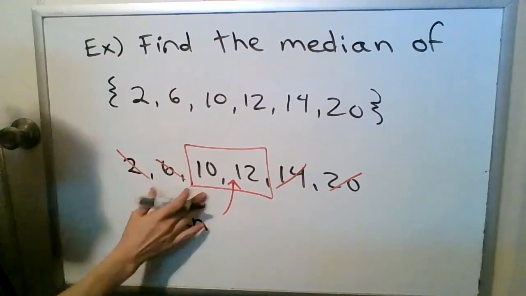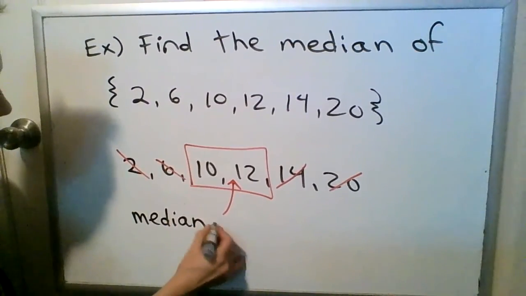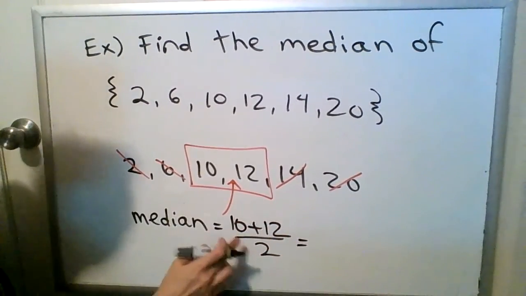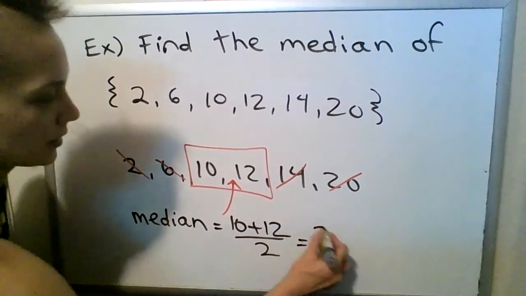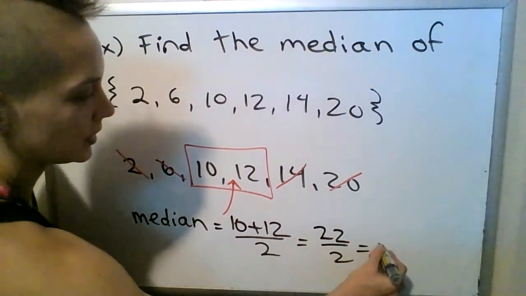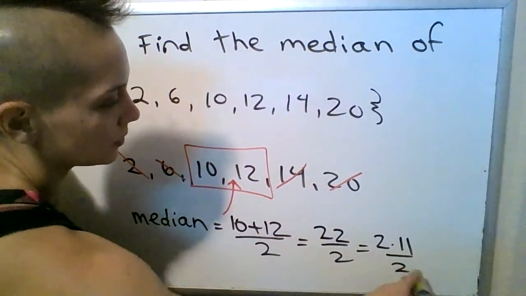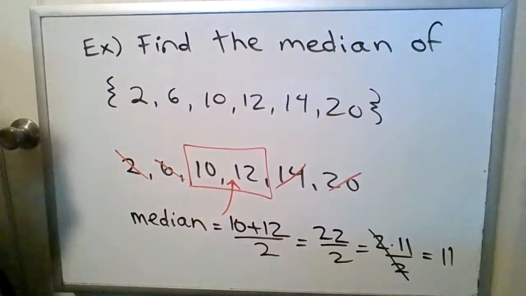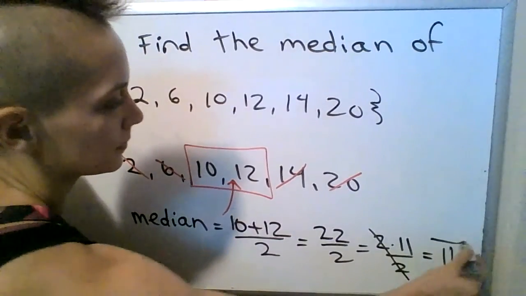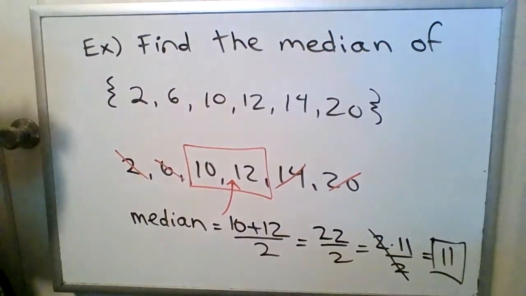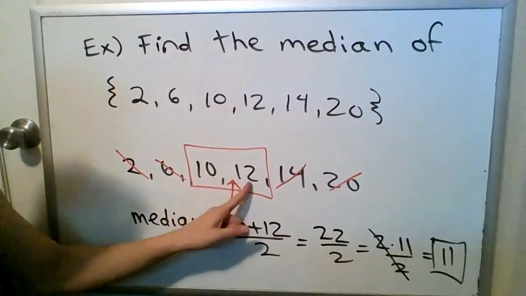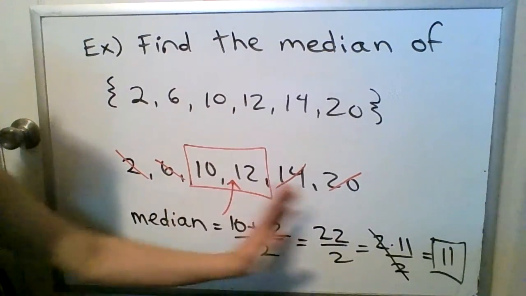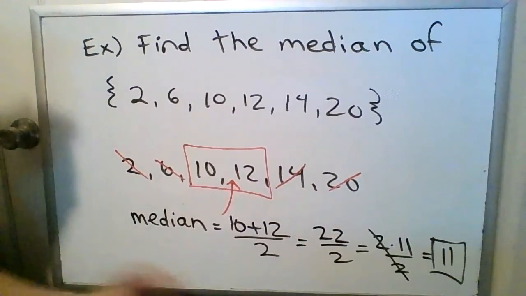Median of this set is 10 plus 12 over 2. That would be 22 over 2. Which is 2 times 11 over 2. 2 over 2 reduces to 1, and you have 11 left. Which, like right between 10 and 12 is 11. So that number cuts that right in half and is right in the center of that list once we've arranged it in increasing order.